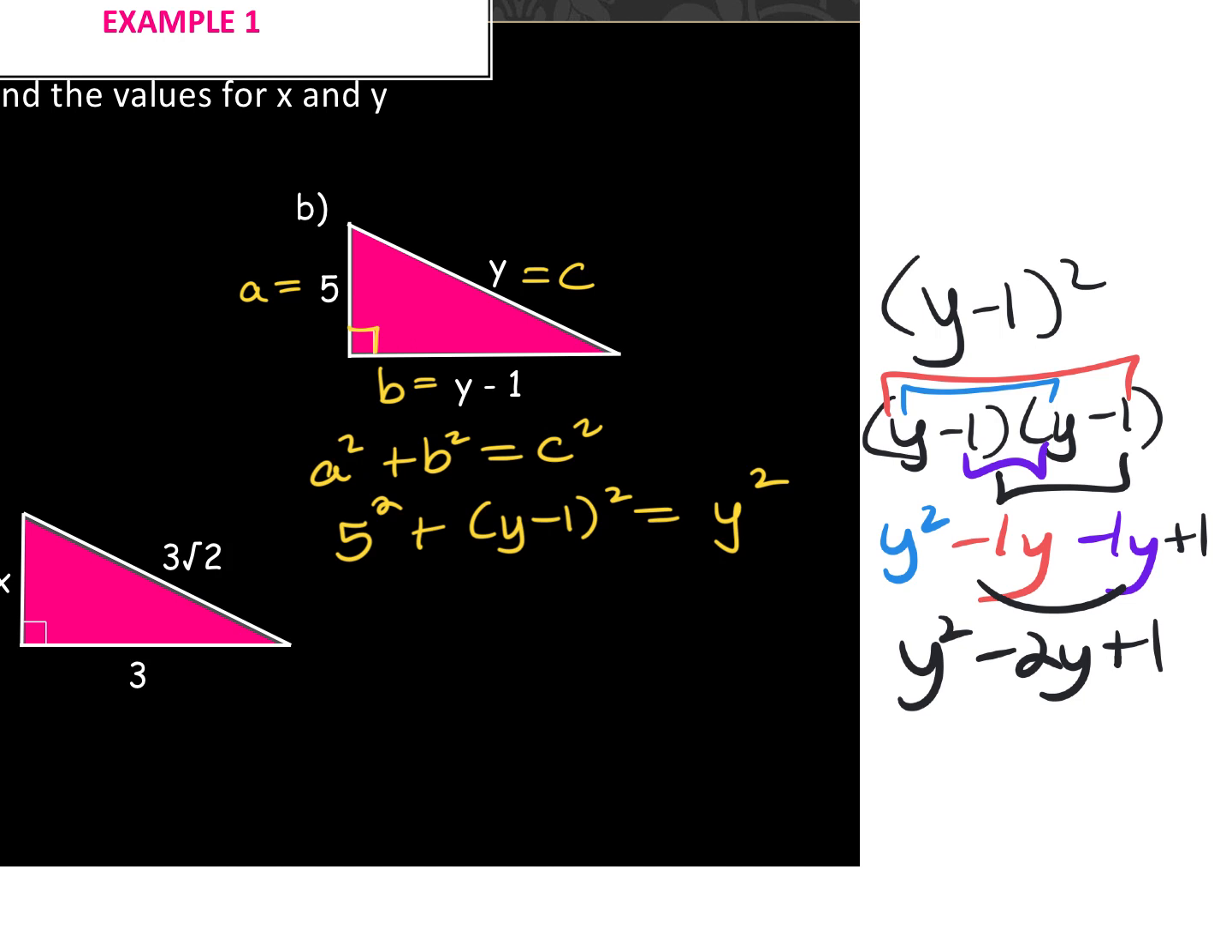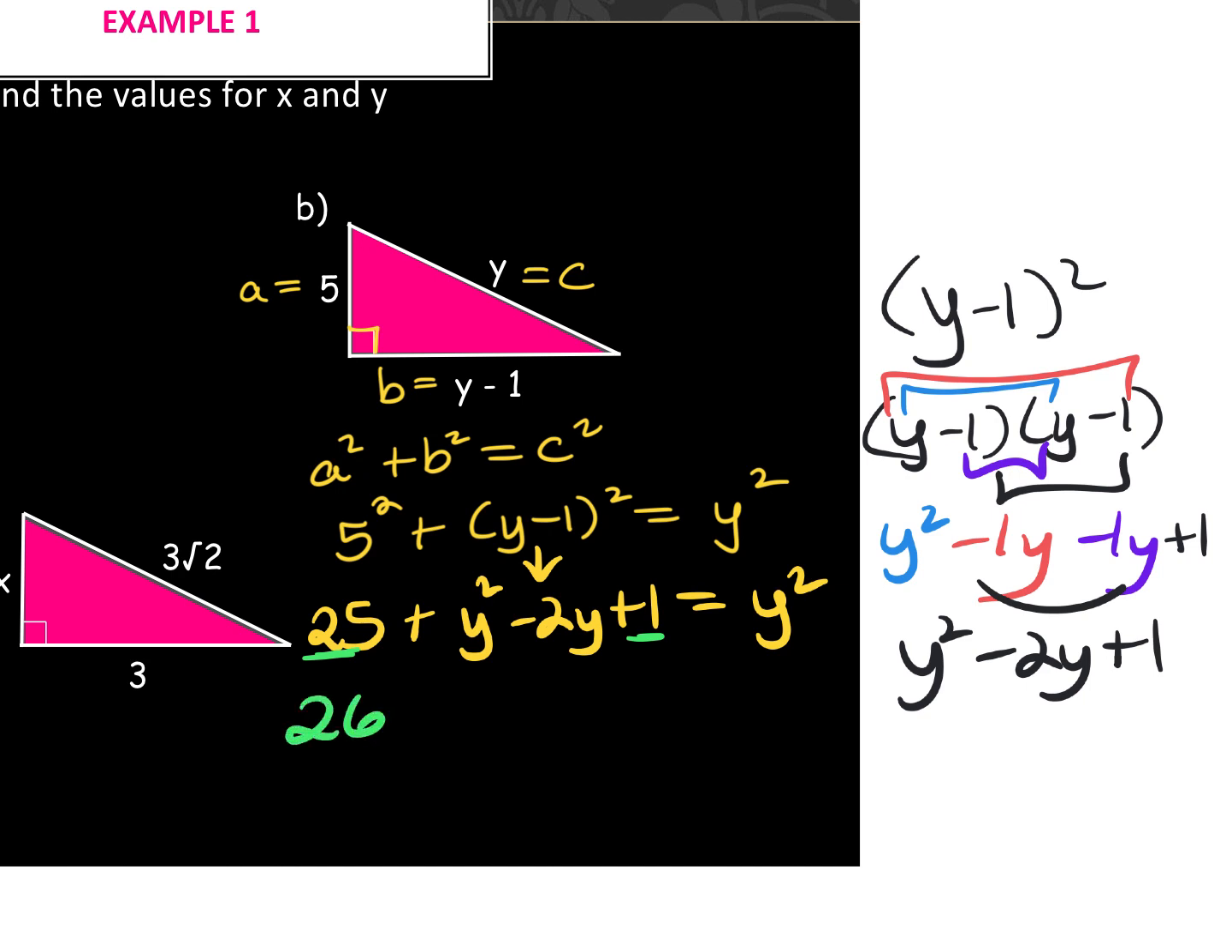So let me square the 5, and I get 25. I'm replacing the Y minus 1 squared with what I just got. So Y squared minus 2Y plus 1, and it equals Y squared. My goal is to solve for Y. So now I need to combine some like terms. I can combine my constants here, 25 and 1. They're on the same side of the equal sign, so I'm just going to add them together. I get 26, and I still have the Y squared minus 2Y equals Y squared.